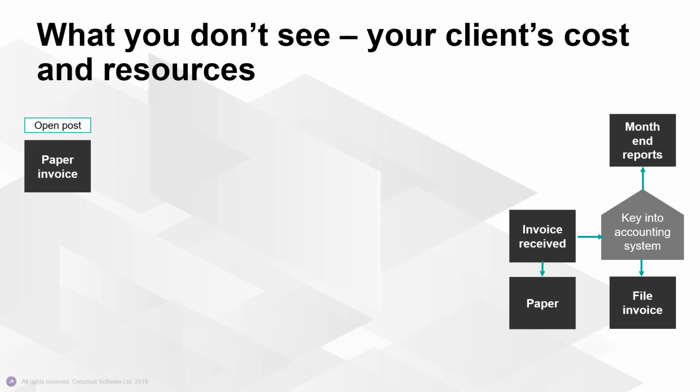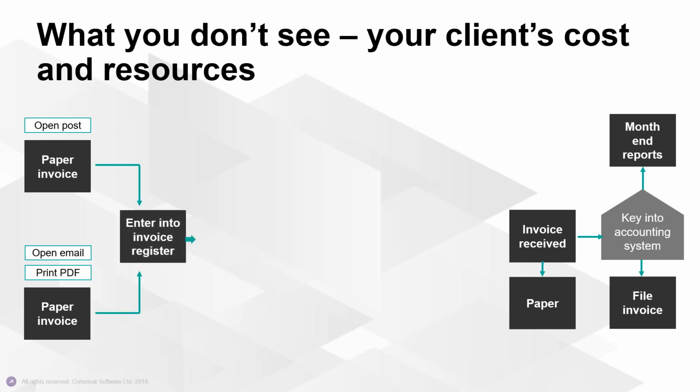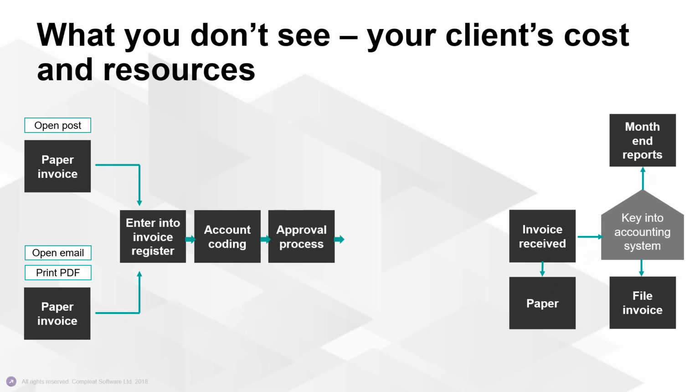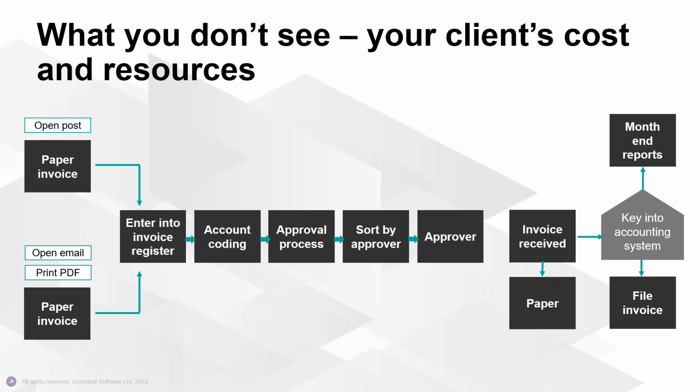They will receive the invoice 60 to 70% of the time via email, which they are printing off, and they will also receive them via the post. It is then entered into some kind of invoice register or daybook, so they know that they've received it. Any analysis coding is added manually to that invoice. Then an approval process needs to be decided. Someone will then sort all the invoices by approver. They are then put on the desk of the approver.